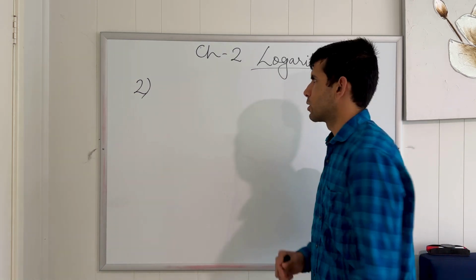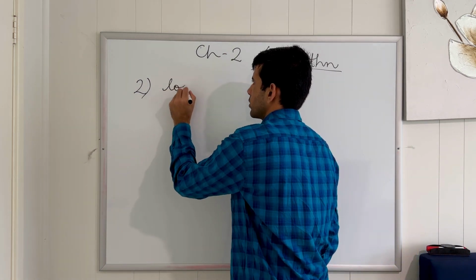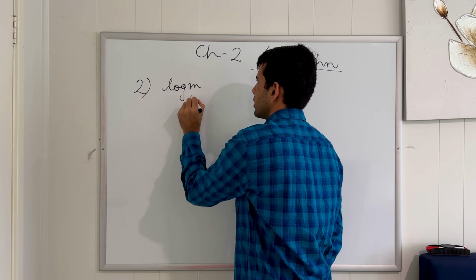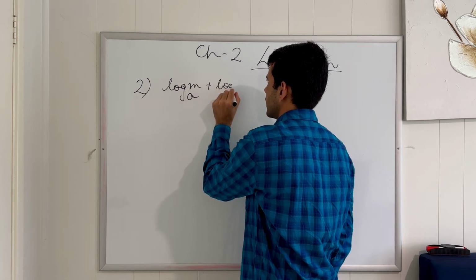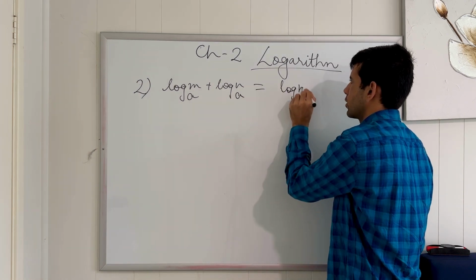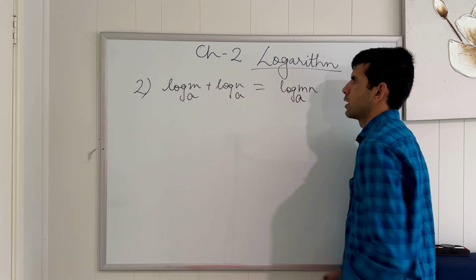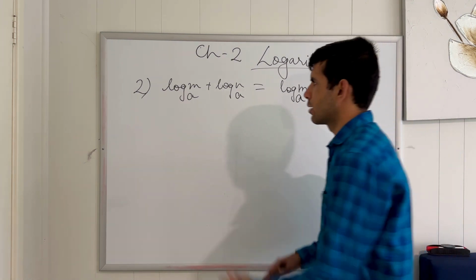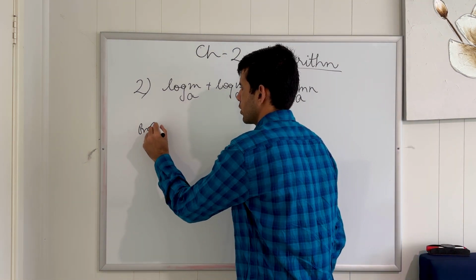And then the second property. The second property of log is, if there is log m base a plus log n base a, then it becomes log mn base a. And this can again be proved if you want to prove it.